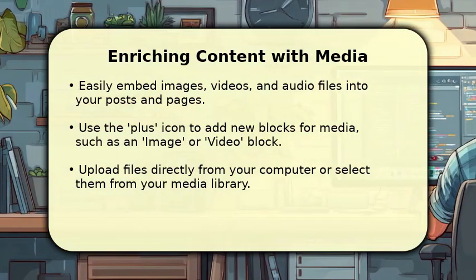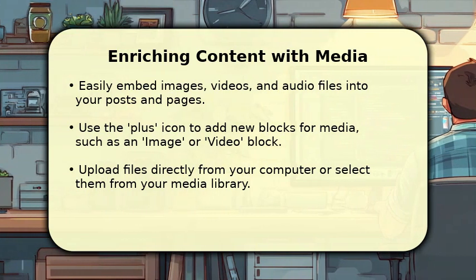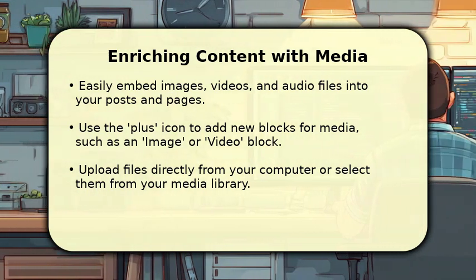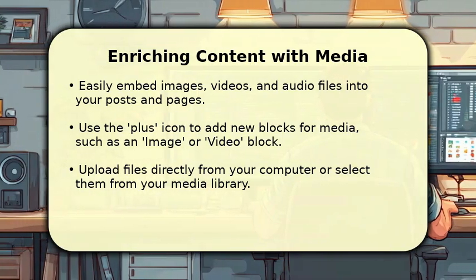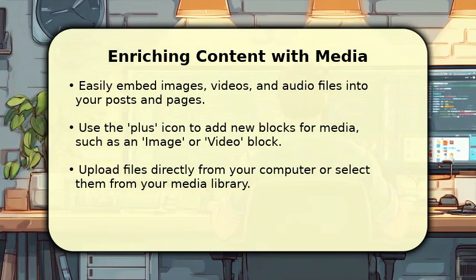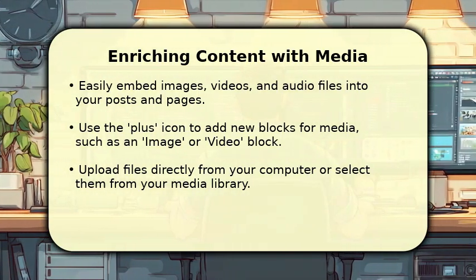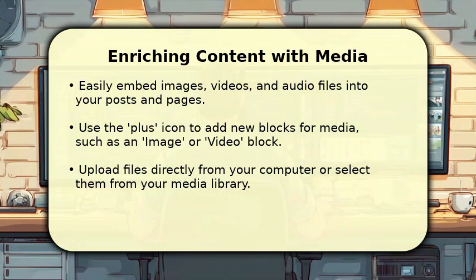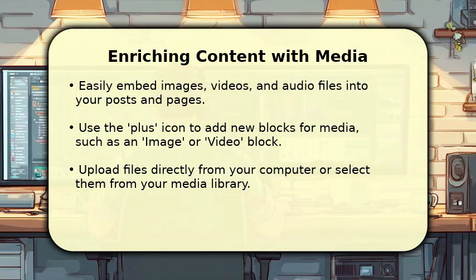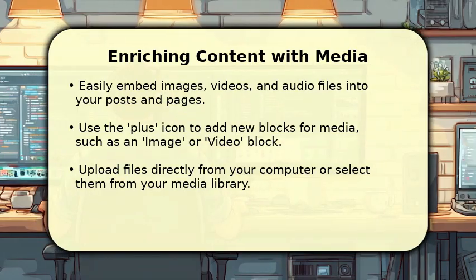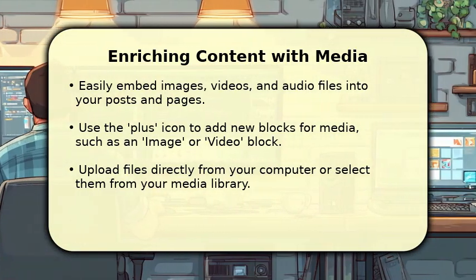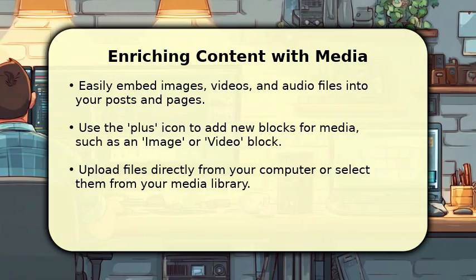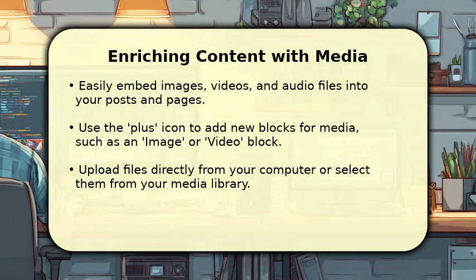Adding visual elements is straightforward and significantly enhances reader engagement. Click the plus sign to insert new blocks, selecting image for pictures or video for moving content. You can upload files directly from your device or choose from your existing media library with just one click. To add a link, highlight the text you wish to make clickable, then use the link icon in the toolbar, pasting your desired web address. These features help create rich, interactive content.